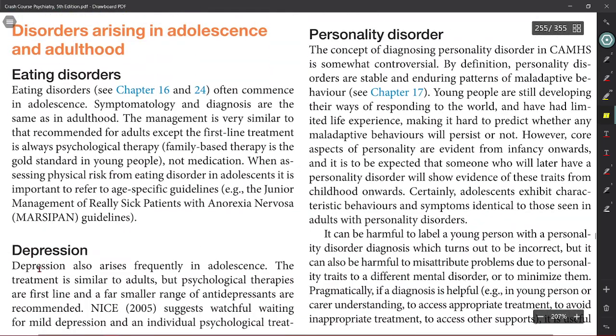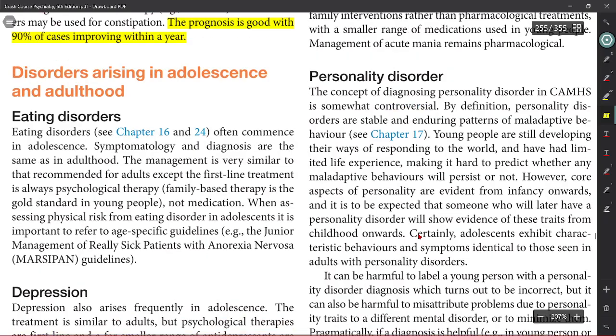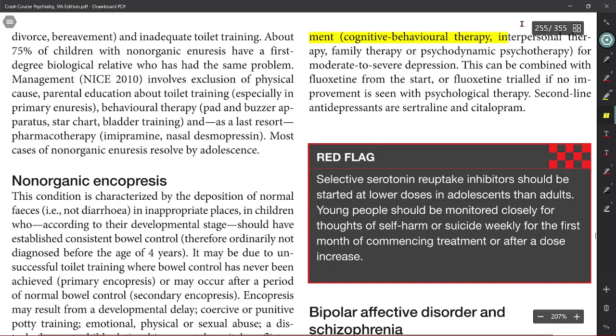Depression. Depression also arises frequently in adolescents. The treatment is similar to adults, but psychological therapies are first line, and a far smaller range of antidepressants are recommended. NICE guidelines 2005 suggest watchful waiting for mild depression, and an individual psychological treatment, cognitive behavioral therapy, family therapy, or psychodynamic psychotherapy for moderate to severe depression. This can be combined with fluoxetine from the start, or a fluoxetine trial if no improvement is seen with psychological therapy. Second-line antidepressants are sertraline and citalopram.